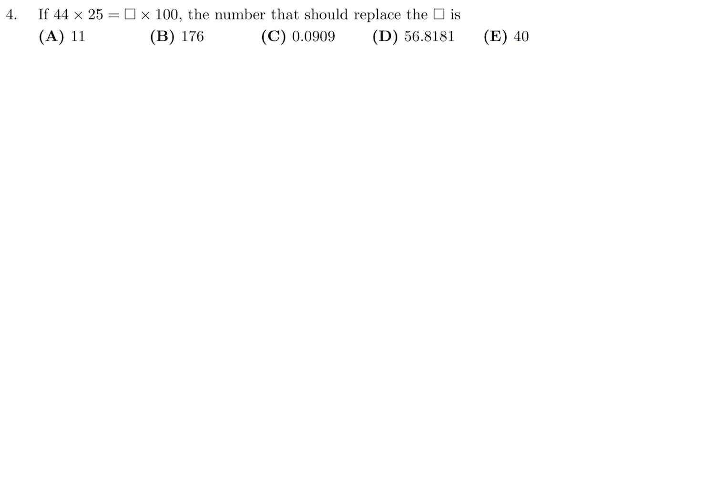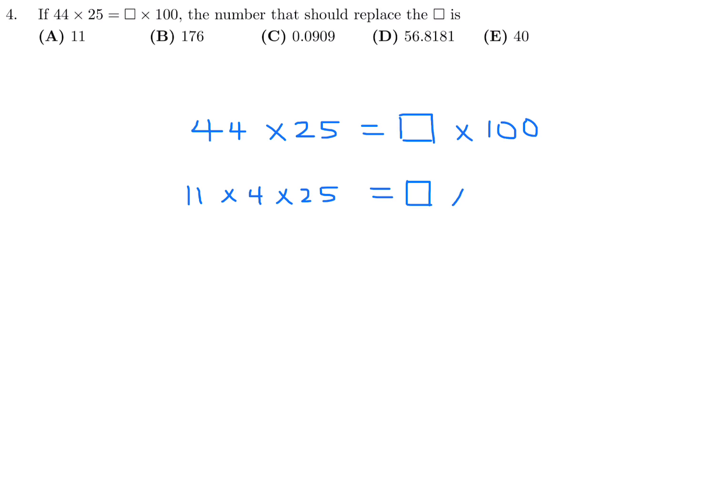44 times 25 is equal to box times 100. The number that should be placed in the box is: 44 times 25 is equal to something times 100. Well, of course, we can just multiply 44 times 25 divided by 100. Or what I did was just break up 44 into 11 times 4. And when you do that, you'll be able to see that 4 times 25 is just 100. So this is 100, therefore this must be this guy. So that box is equal to 11. So number 4, the answer is A.